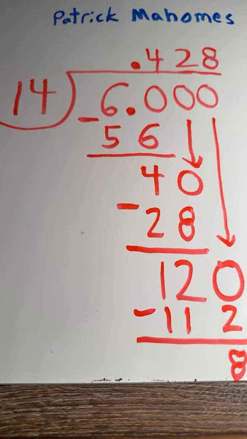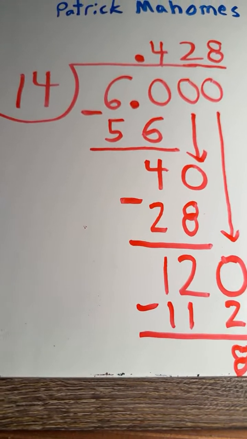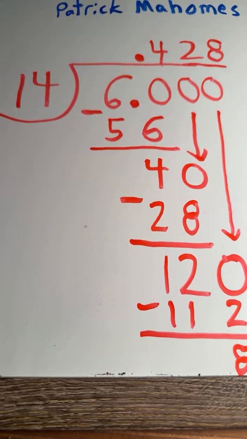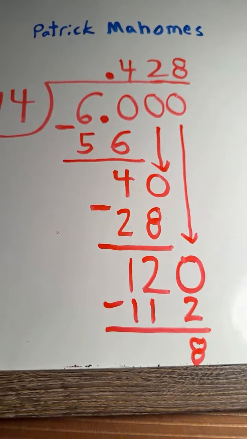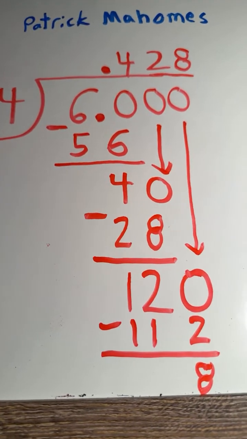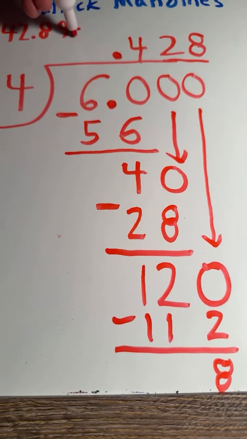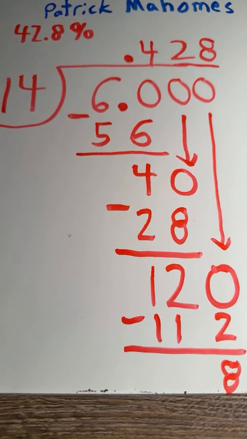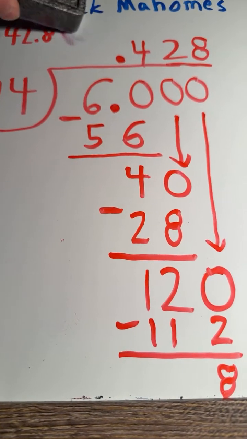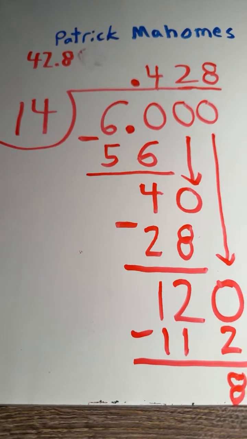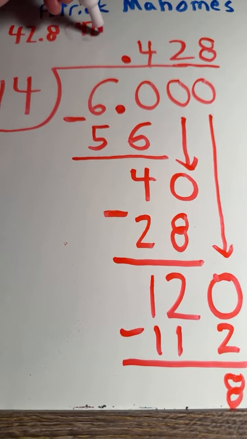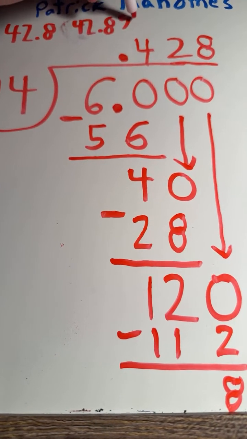So Patrick Mahomes' completion percentage is 0.428, 428 thousandths. Or if you want to round that to a 2-digit number, 42.8%. So Patrick Mahomes' completion percentage is 42.8%.